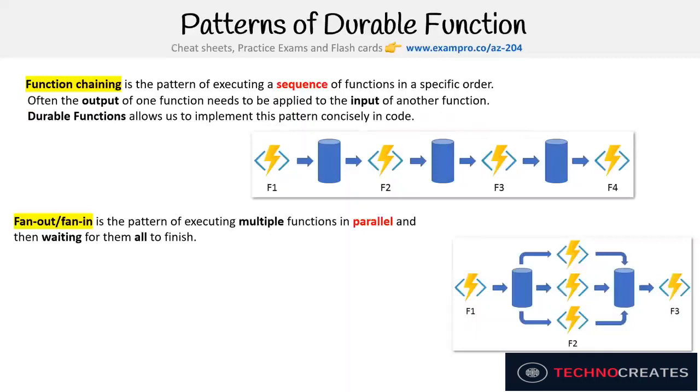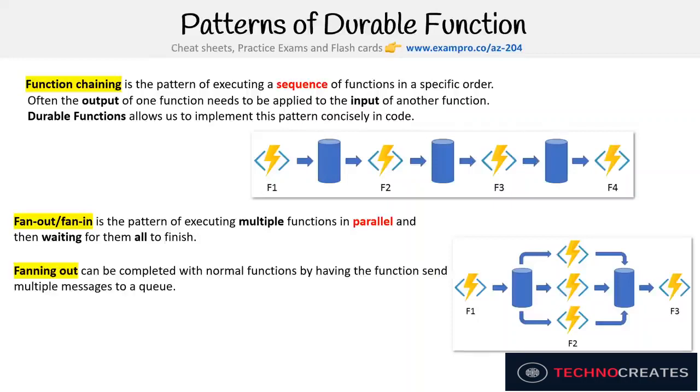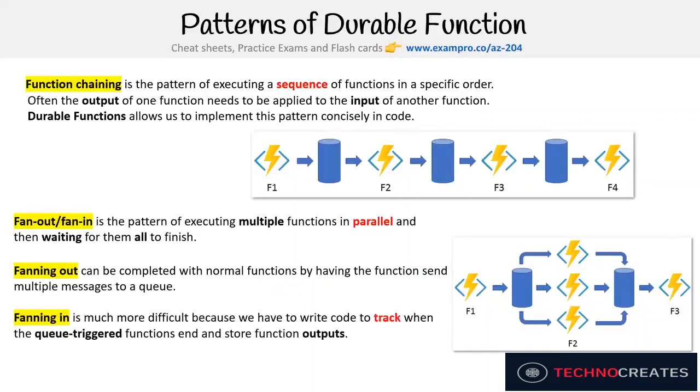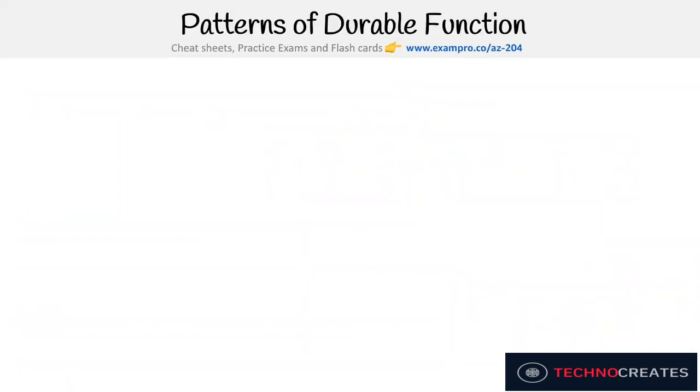Then you have fan out, fan in. So this is a pattern of executing multiple functions in parallel and then waiting for them all to finish. Fanning out can be completed with normal functions by having the function send multiple messages to a queue. Fanning in is much more difficult because we have to write code to track when the queue triggered functions end and store function outputs. The durable function extension handles this pattern with relatively simple code.